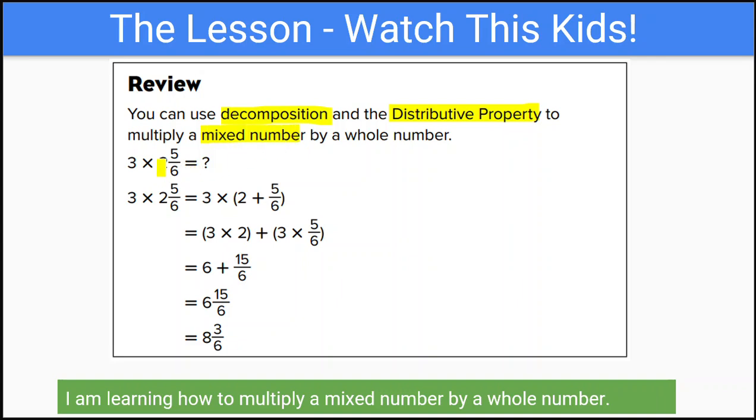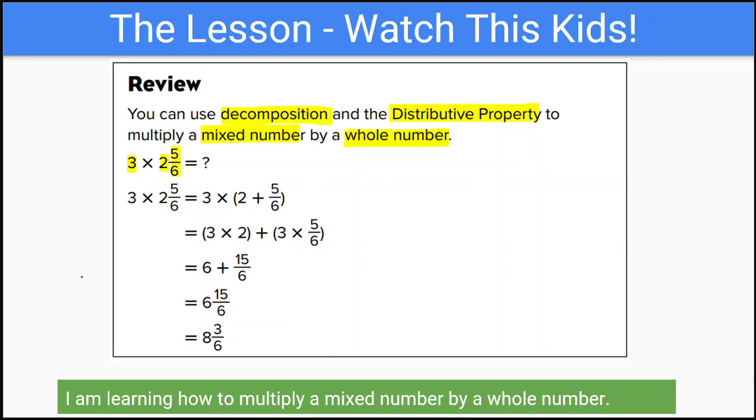Now, a mixed number is a number with a whole number and a fraction, and you're going to multiply it by a whole number. Okay, so the first one right here is they give you 3 times 2 and 5/6. 3 is a whole number. 2 and 5/6 is a mixed number because it has a whole number, the number 2, and a fraction. So we call that a mixed number right there.